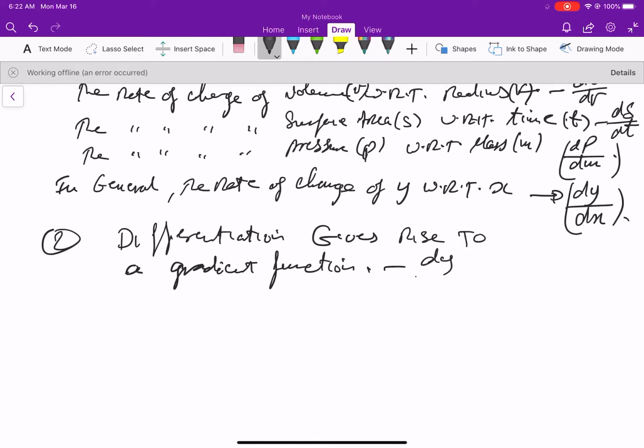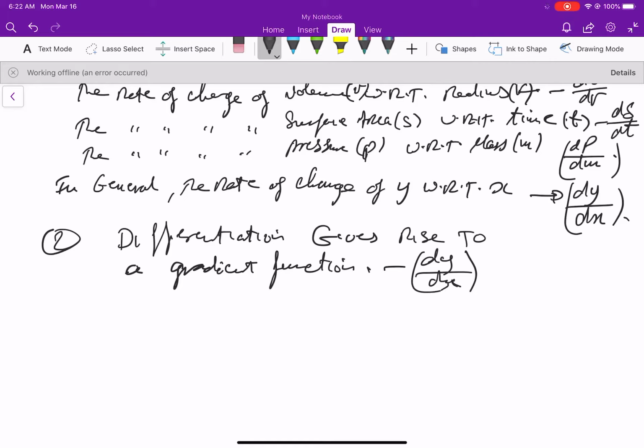dy dx. You'll be calling that your gradient function, and you'll be using that in applications. A typical application would be, can you find the equation of a tangent to a curve at a point? And things like that as we go along.